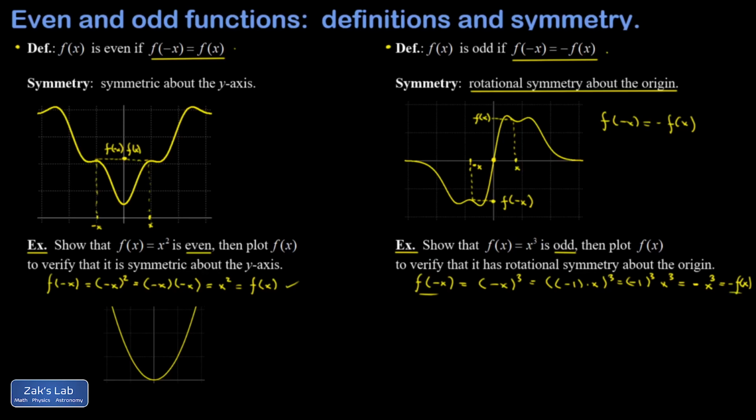Let's take a look at the graph to make sure it has the right symmetry. Okay, so there's the graph of f of x equals x cubed, and I can see it does indeed have rotational symmetry of 180 degrees about the origin.